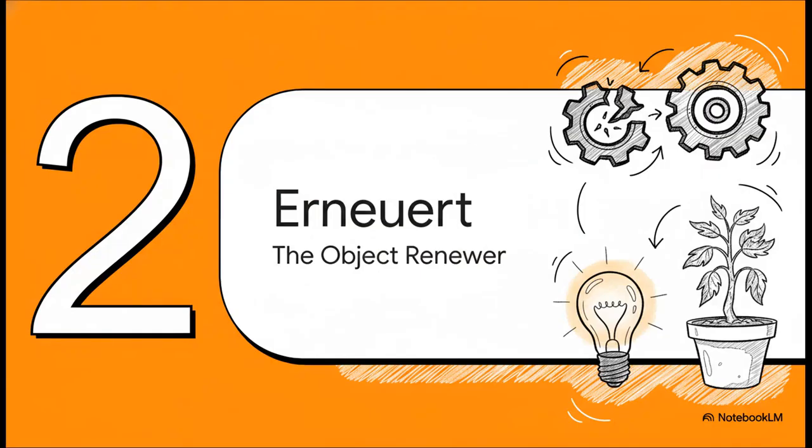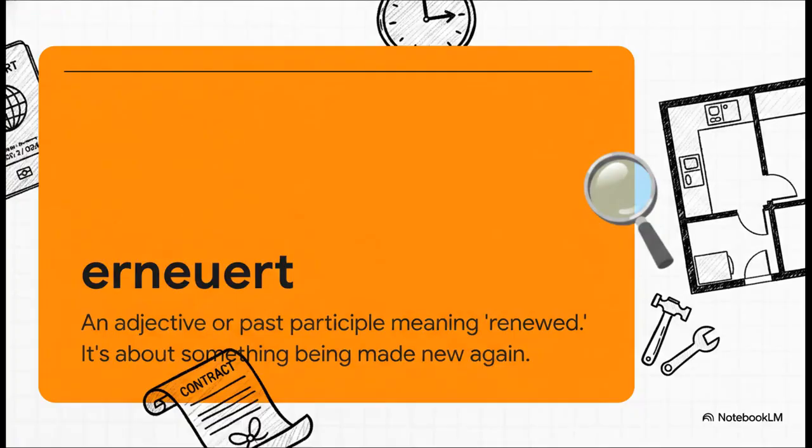All right, so we've got the action repeater down. Now let's meet its tricky twin, erneuert. And if erneut is the action repeater, think of this one as the object renewer. The focus here shifts completely. We're not talking about repeating actions anymore. We're talking about changing things. Okay, so this is not an adverb.